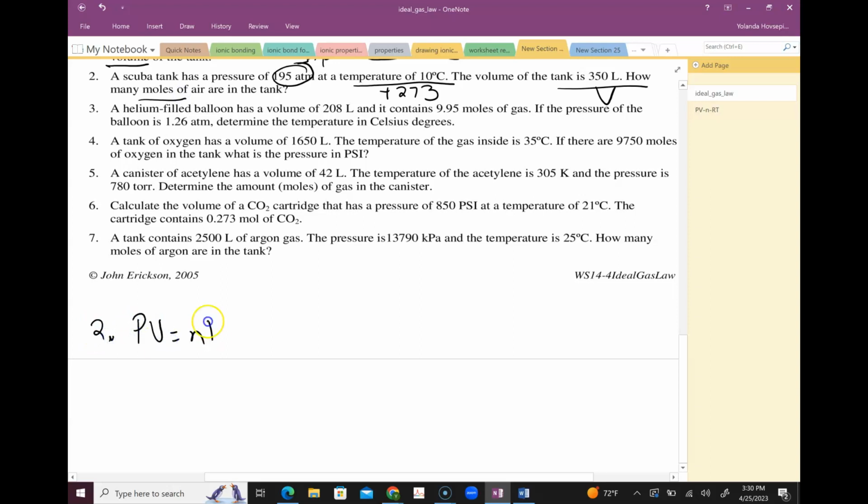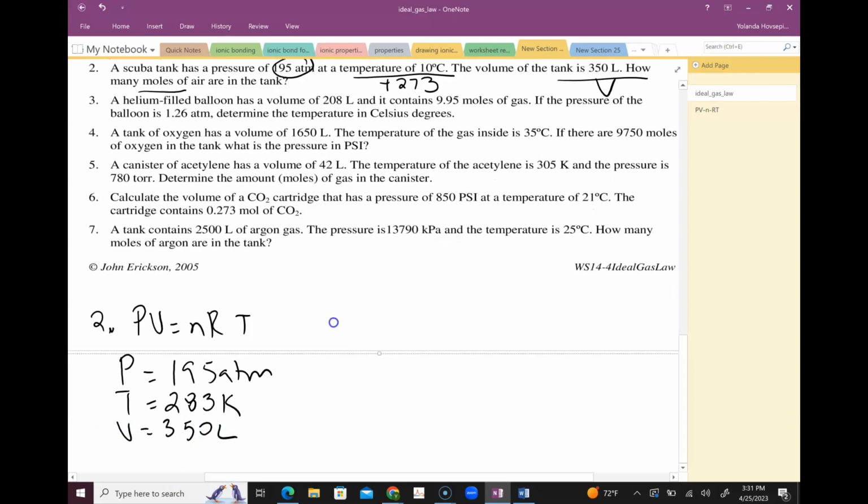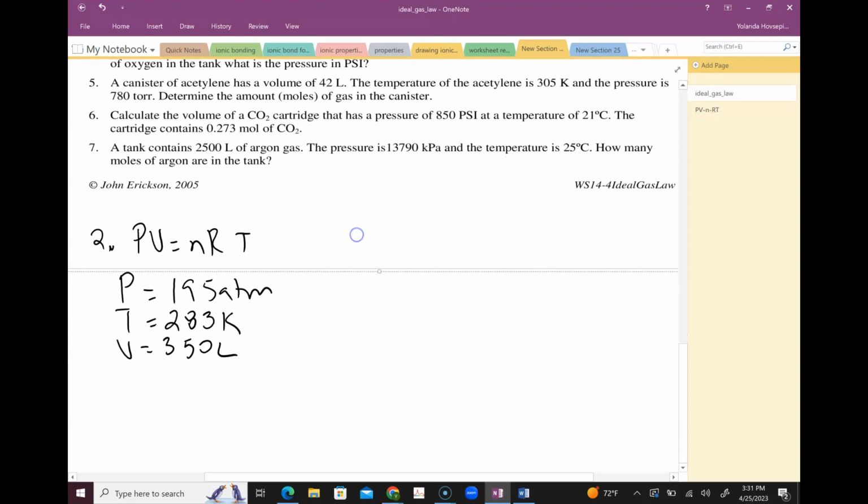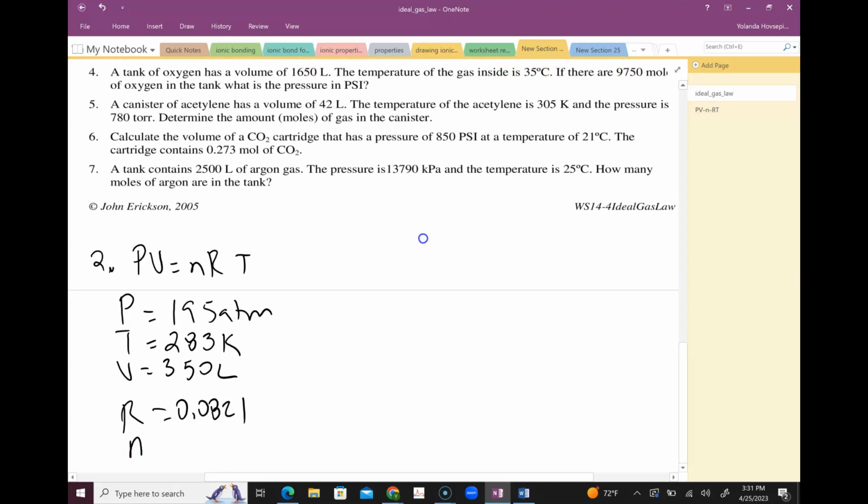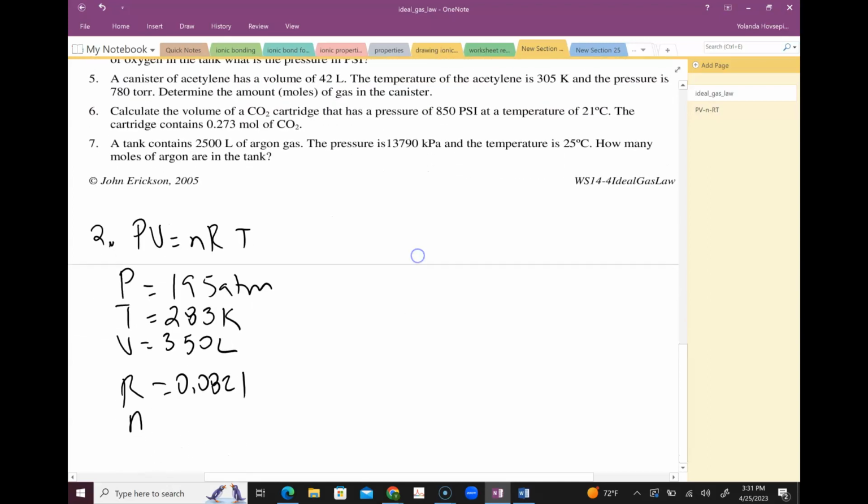Again, PV equals nRT is what we're using. You list the given. Pressure is 195 ATM. Temperature is 283 Kelvin. Volume is 350 liters. R we already know, 0.0821. And now in this case, we're looking for N. So plug in and solve.